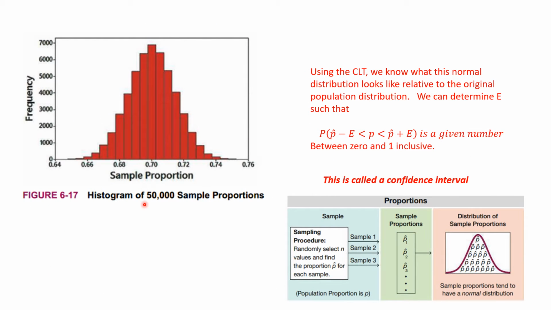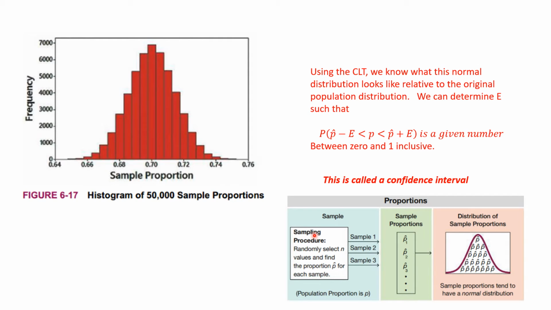Now, if you did 50,000 sample proportions of people that were favorable or unfavorable about a topic where the proportion really was 70% in favor, this is the distribution you would get. 50,000 is a huge number, but it shouldn't surprise you. This forms a bell-shaped curve. You get a lot of different results, but they do form a bell-shaped curve.